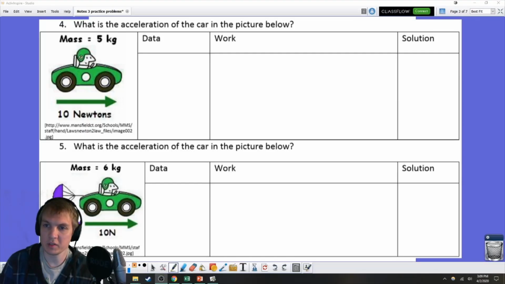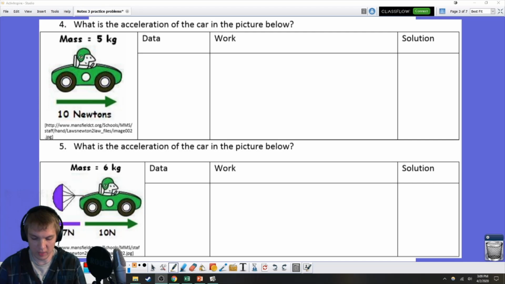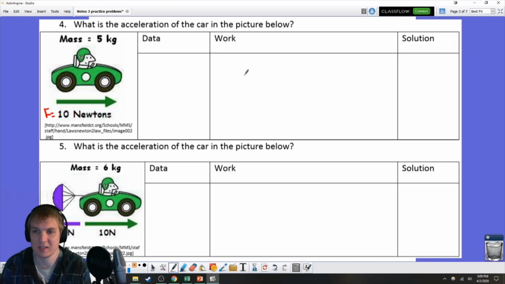Number 4 says, what is the acceleration of the car in the picture below? Okay, so let's first jot down what our data points are. At first we have mass, 5 kilograms. So that's kind of in the data section already. I don't think we have to rewrite that. Mass is 5 kilograms. And we have a force. So this is a measurement of force. Force is equal to 10 newtons. And this is asking us, what is the acceleration of the car?